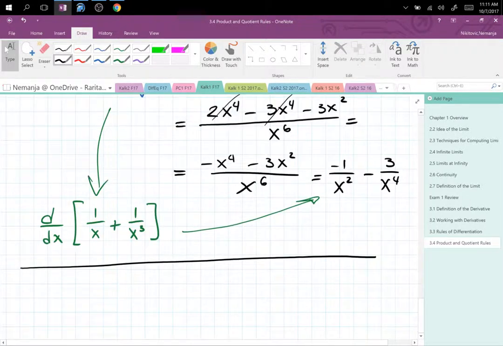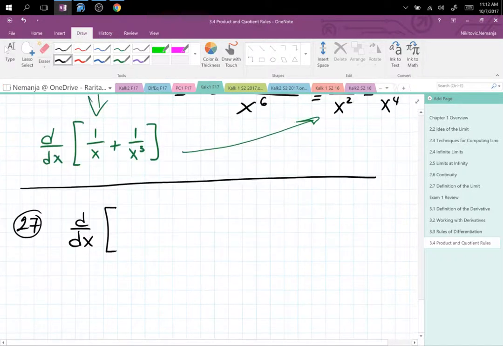But here's something for you to enjoy, because I know how much you love this stuff. This is problem 27. It says, find the derivative of e to the x over x squared minus 1.